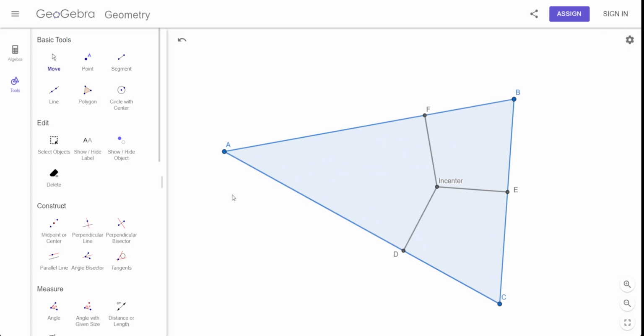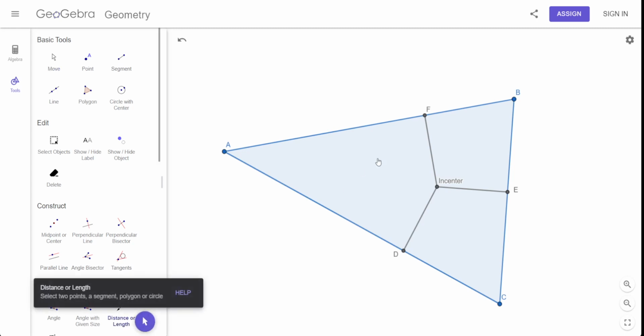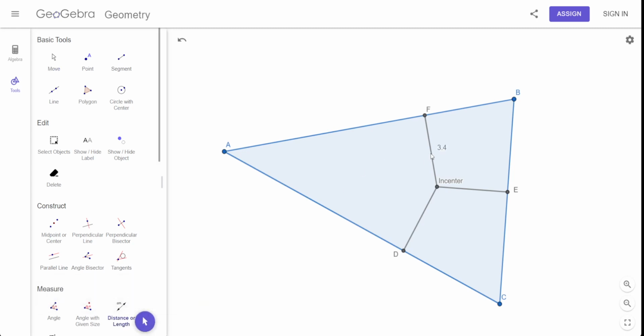So I got a thing on this program that tells me the distance. So what I'm going to do is right there. It says distance or length. Click that. Click this little line segment. Boom. That one's 3.4. Take a wild guess. What do you think it is from the Incenter to E? 3.4. What about the Incenter to D? 3.4. Okay? So this shows you that they are even. You got to believe the program, all right? If you don't believe the program, then I don't know what to tell you. But if you believe the program, they are the same.